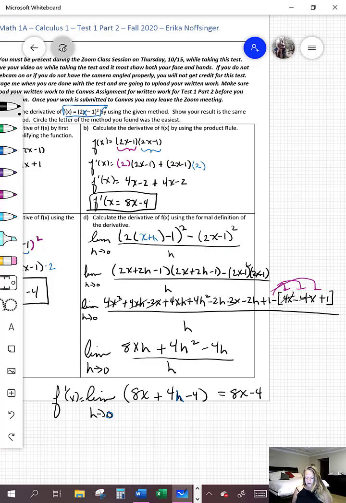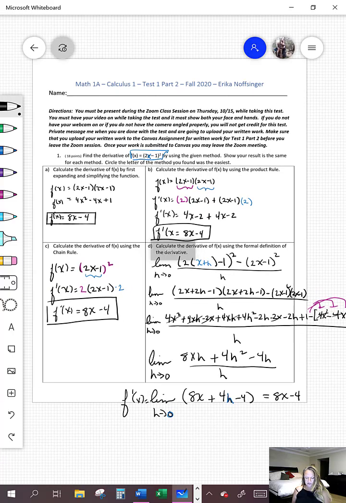So all 4 of those ways, we did different methods but got the same result. And so each one of those, while you're grading, each one of those is worth 4 points. Part A is worth 4 points. Part B is worth 4 points. Part C is worth 4 points. Part D is actually worth 5 points.